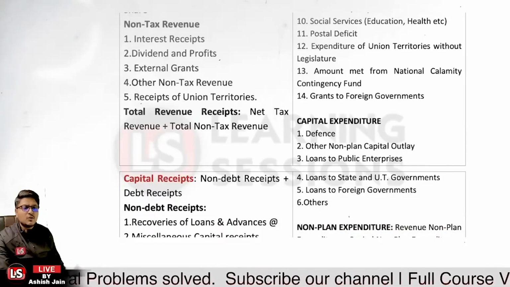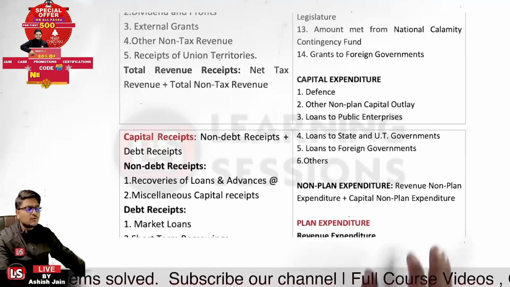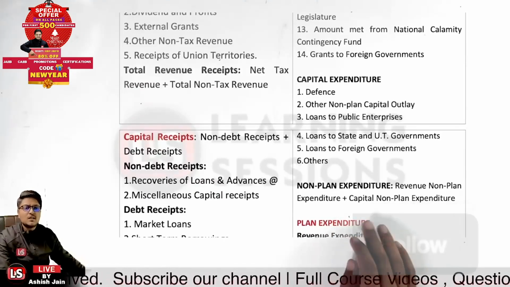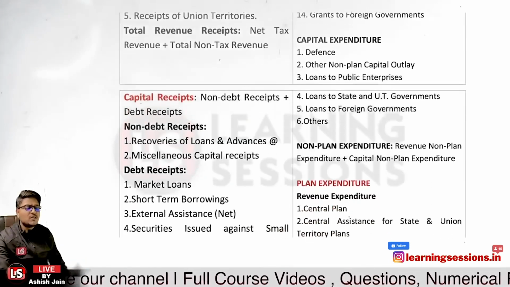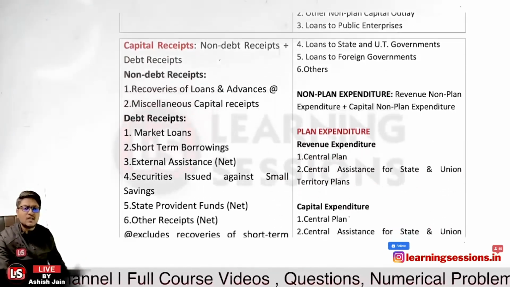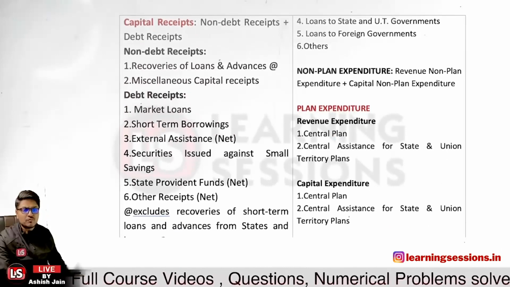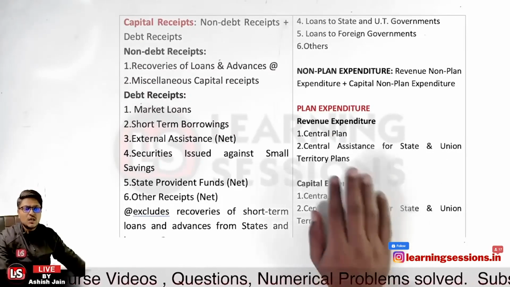Okay, and now let us have a look at the non-planned expenditure. It is the sum total of revenue non-planned expenditure plus the capital non-planned expenditure. Now let us have a look at the planned expenditure itself. Further, it is classified into two parts, that is the revenue expenditure and the capital expenditure. First, the revenue expenditure.